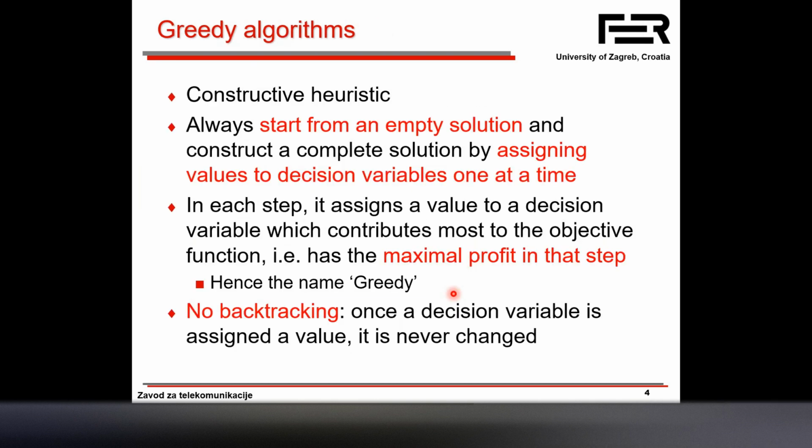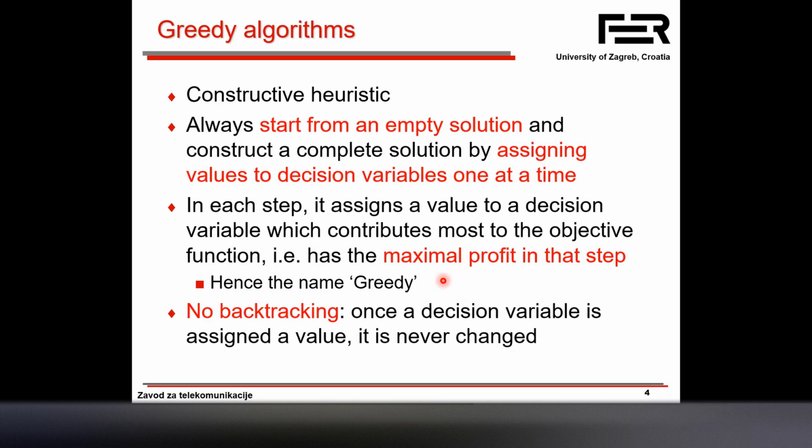All right. So greedy algorithms, like I said, are constructive heuristics. We start from an empty solution and construct a complete solution by assigning a value to a decision variable one at a time. For example, if we're talking about the traveling salesman problem, we decide which city to add to the tour. If we're talking about a knapsack problem, we're deciding which element to add to the knapsack, and so on.